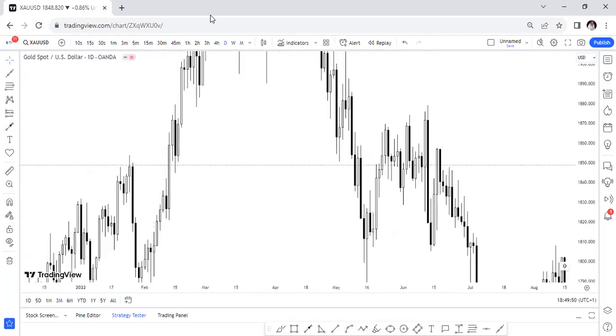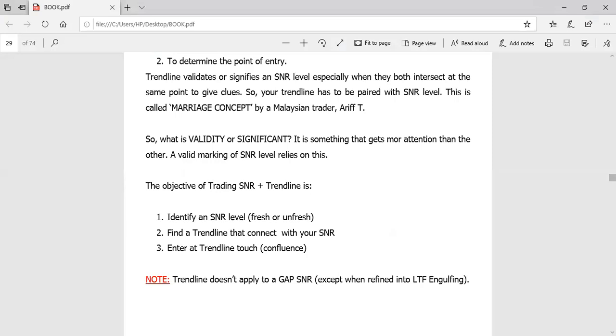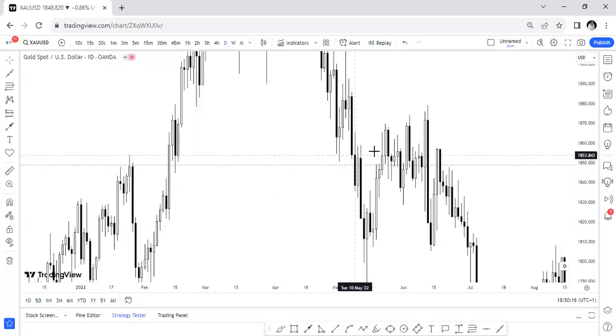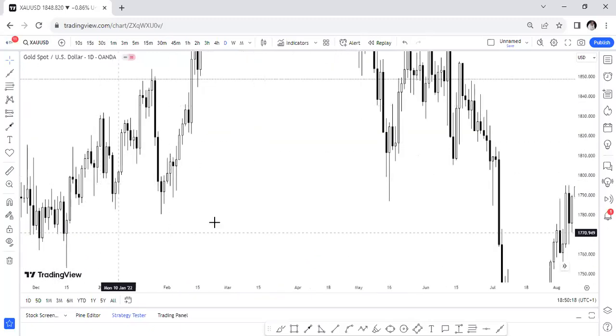Then let's go straight to the manual again. That's the introduction. We want to do the introduction very well. You want to familiarize yourself with the vocabulary, so we said that trendline does not apply to a gap SNR. Don't use Trendline for a gap. For example, this is a gap. You only use Trendline for this place.